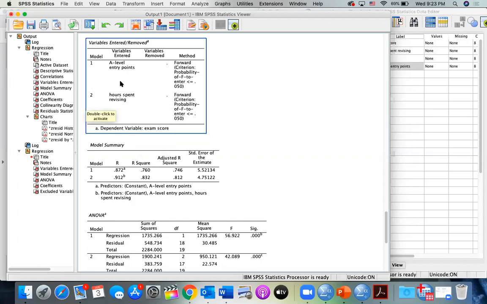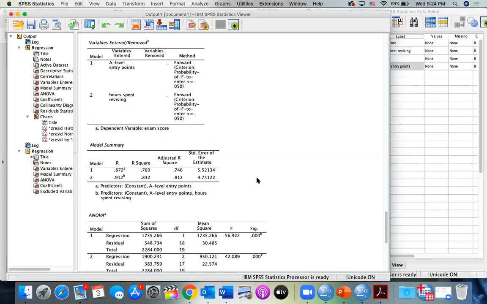In the second model, it adds hours spent revising. So the second model has two variables, A-level entry points and hours spent revising. So in each model, it just adds one to the previous one. On the previous one, we had the A-level entry points. In the second model, it just adds the new variable, which is the hours spent revising.